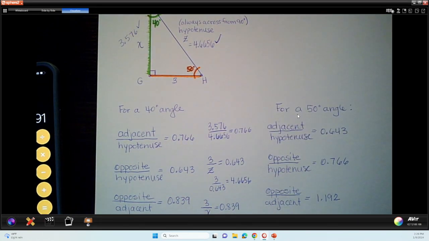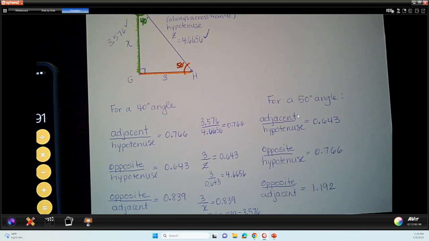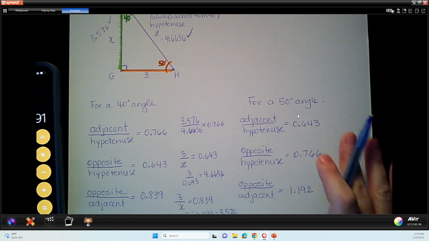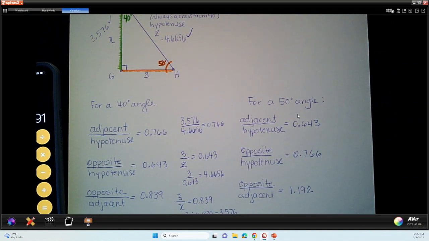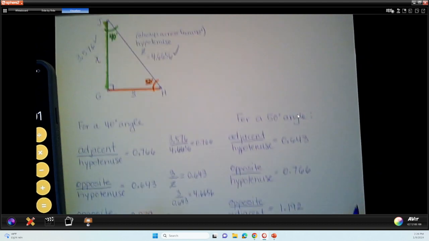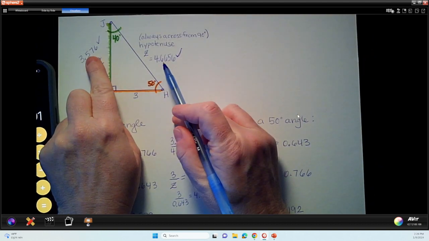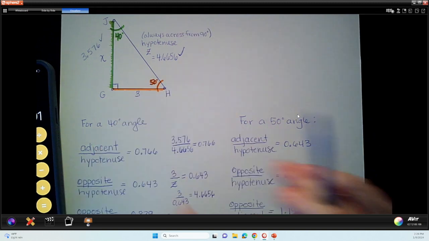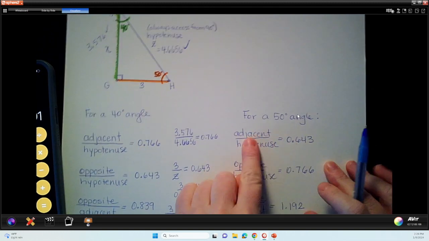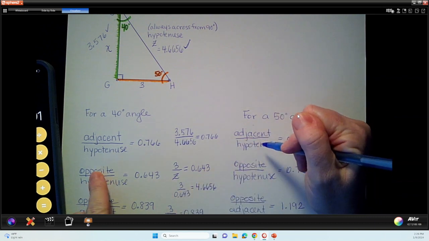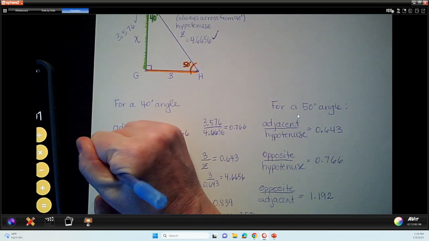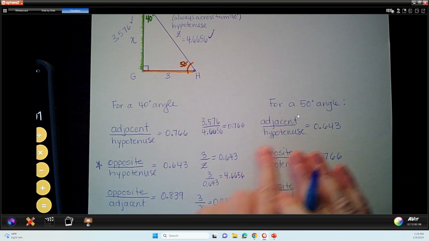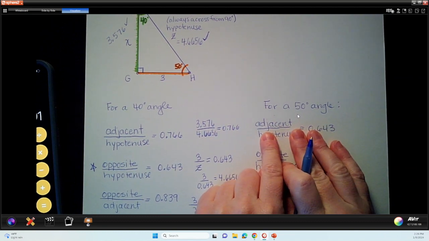Now, let's look at it from a different perspective. We already know the answers now, but let's use the 50-degree angle measurement. Okay, so I'm going to come over here and I'm just going to act like I don't know what these are. And I'm going to start with the 3, which is the adjacent. Okay, so this is my formula. I'm starting with this one as opposed to this one. This was the one I started with for my 40. Now I'm going to start with this formula for the 50.